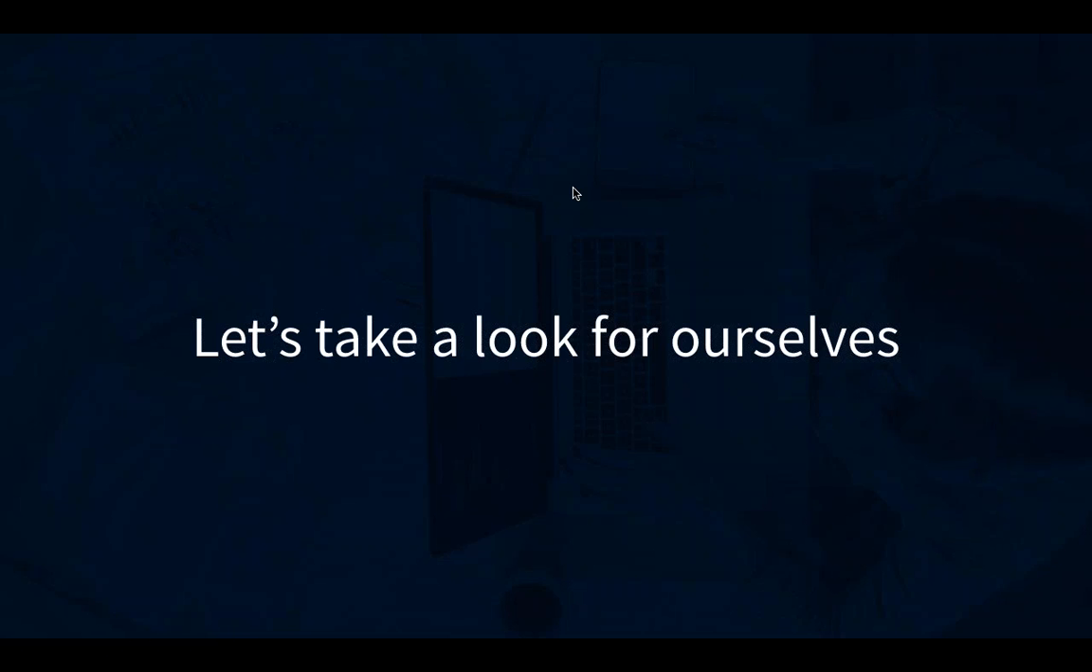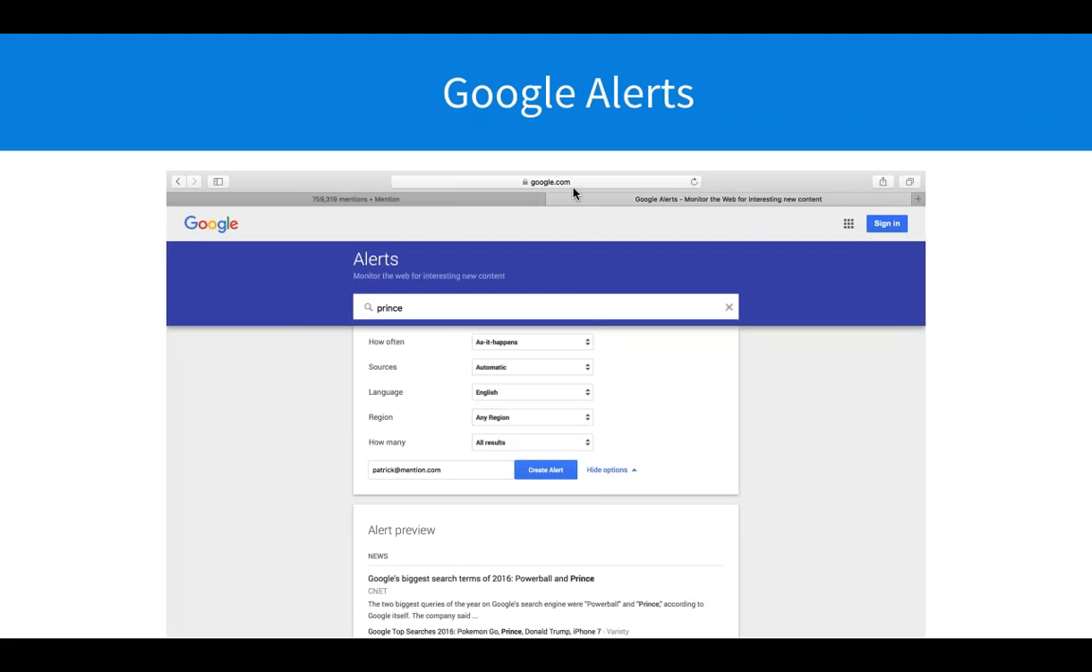So before I started at Mention a few years ago, I would have been using Google Alerts. And Google Alerts are great. They're free. It's really nice of Google to provide a free service to people. So I did that. I created an alert for Prince on Google Alerts. You can see there, it's very simple. It's just the word Prince. And I wanted to know, as soon as someone mentions Prince, I wanted to get an email about that.